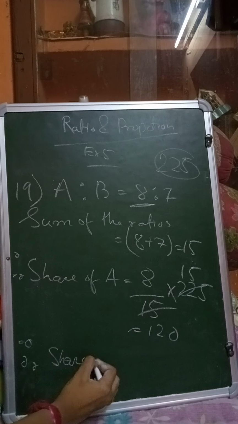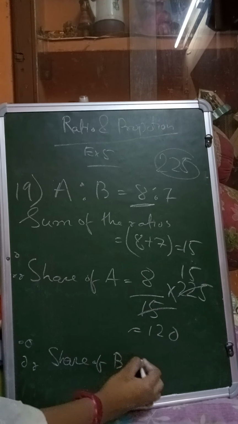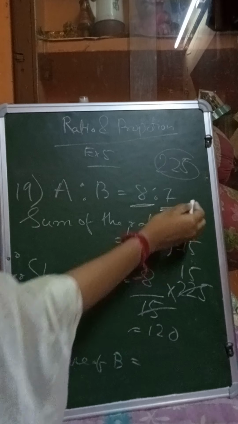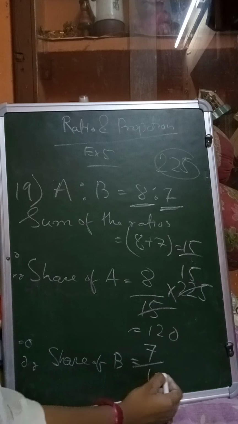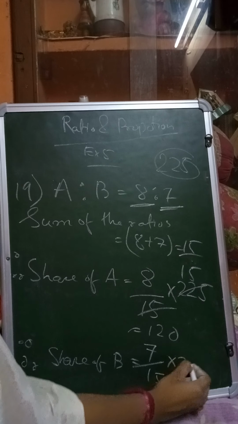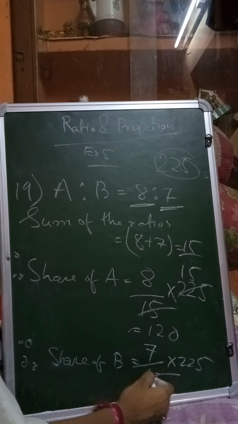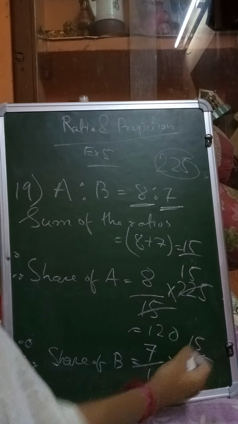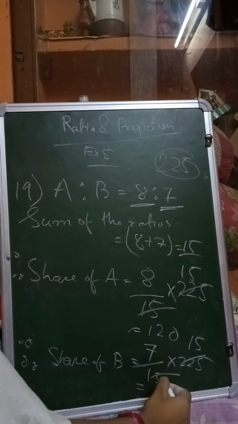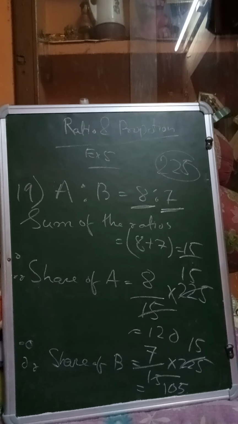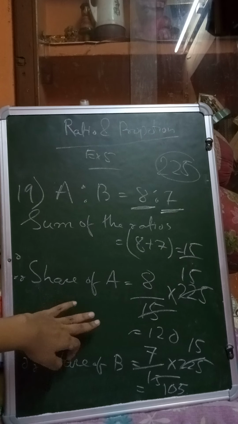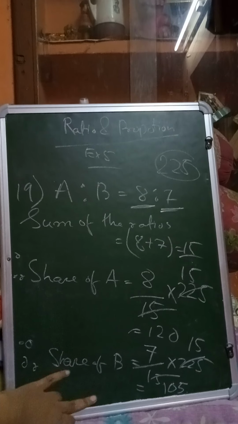So the share of B is how much? The ratio for B is 7 and the sum of the ratios is 15. So 7 by 15 into 225. We will cut this down, and 7 into 15 is 105. So the share of A is 120, and the share of B is 105.